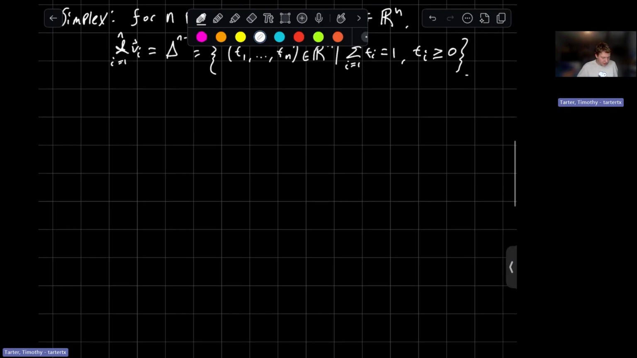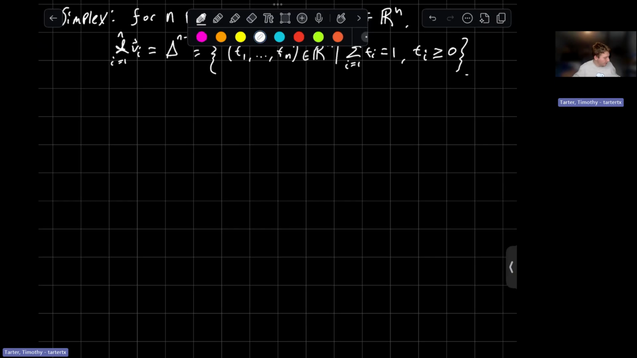And they keep changing the notation. That's a little annoying, but yeah.